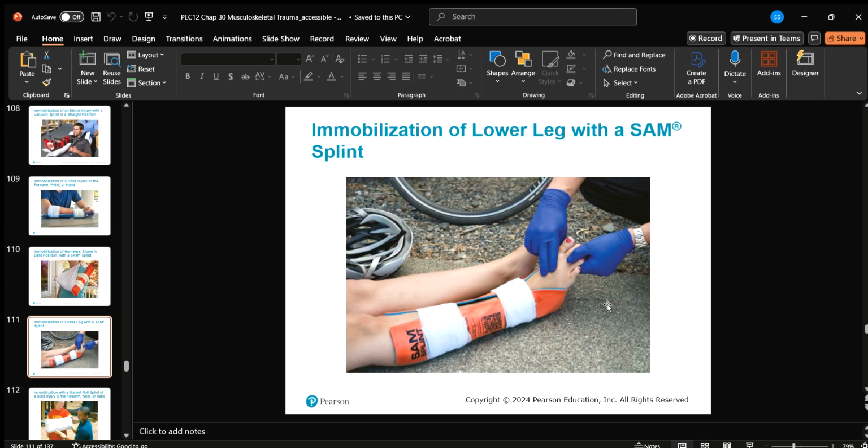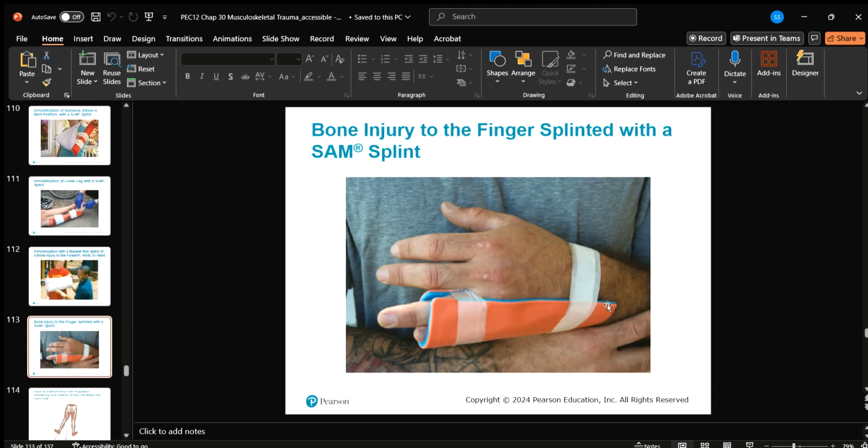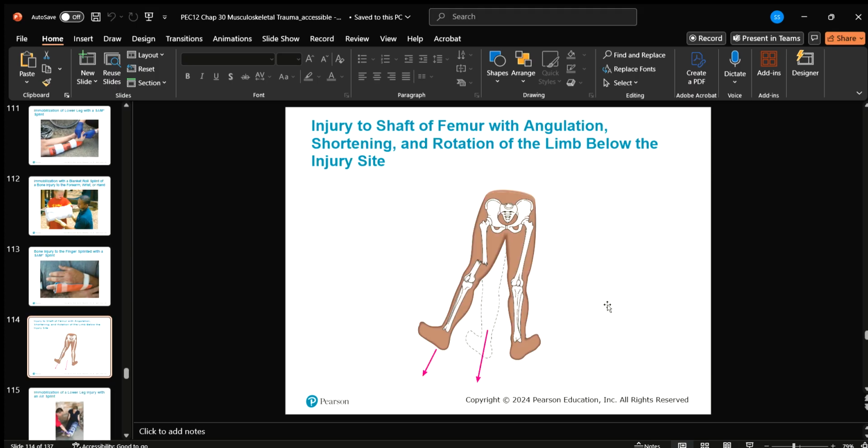Just more examples of this, using a SAM splint for a lower leg injury. Using a pillow, okay, or a blanket, like I said, for an improvised splint. So this is somebody that's just fractured their fingers. If you have nothing else in the world to splint a finger to, what can you tape a finger to splint it? The other finger, okay? If you have nothing in the world, just buddy tape it, finger to finger.